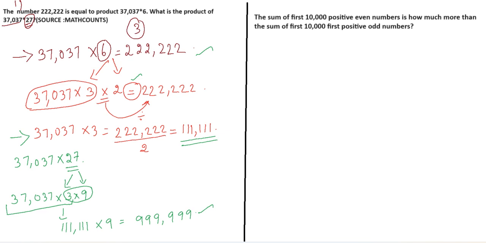The sum of the first 10,000 positive even numbers is how much more than the sum of the first 10,000 positive odd numbers. So the numbers are huge, right? But you need not panic. I'll tell you some easy tricks in order to solve this problem. So let's see how to do it. I'll take some other color.